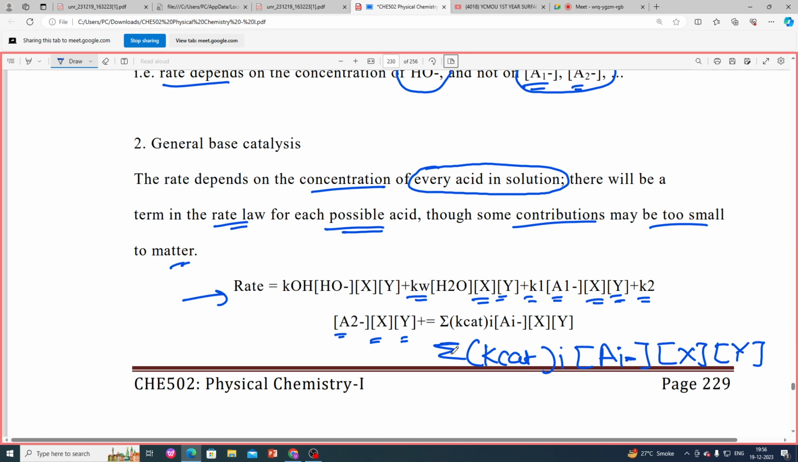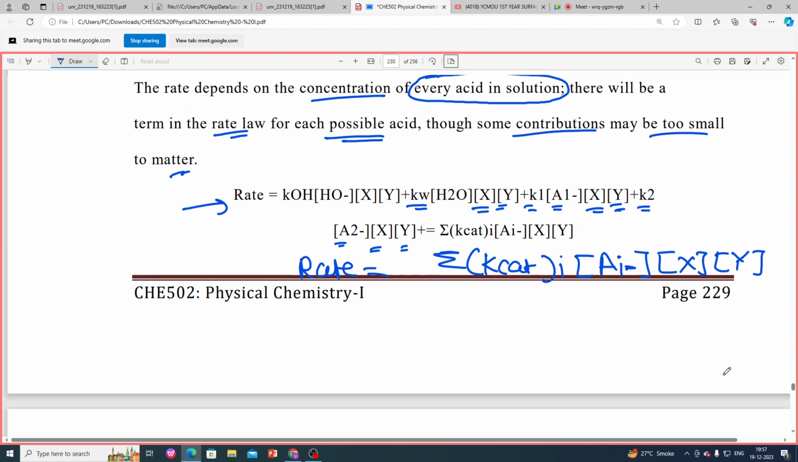Okay, so here we get the equation. Here we can write rate which is equal to summation of k catalysis i, where i means the number of species, 1, 2, 3, 4 number of. Okay, and Ai minus, Ai means again, instead of i we can write any number. If 10 reactants are there, then we can write here 10. Okay, and the concentration of X and the concentration of Y.